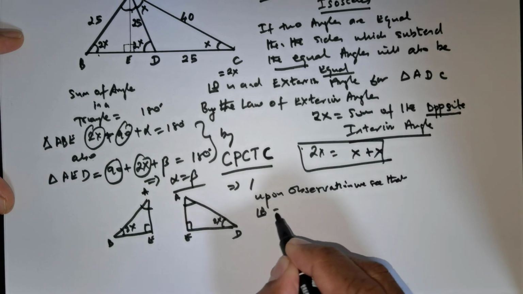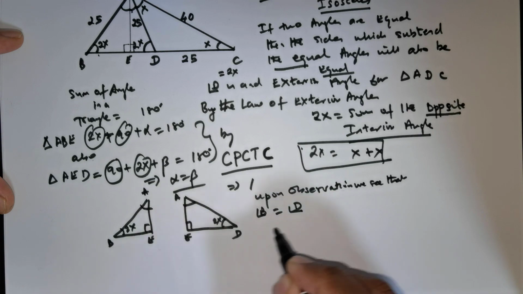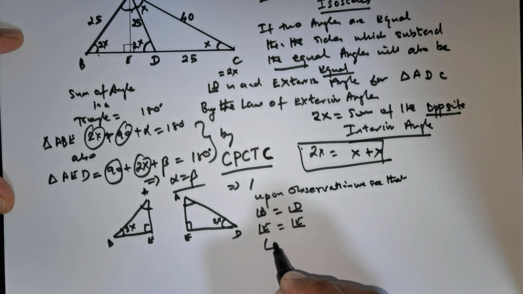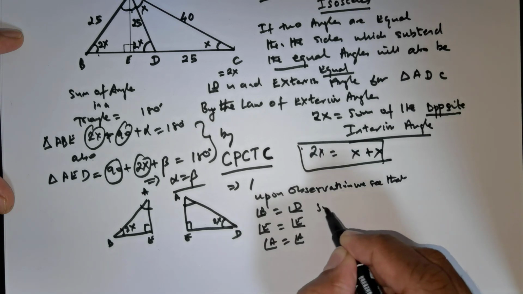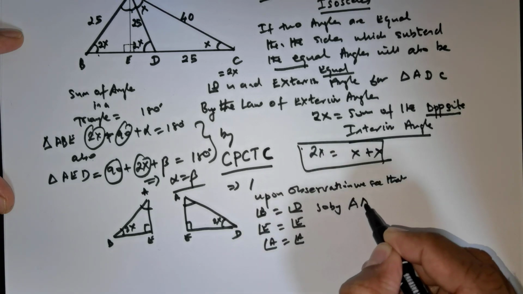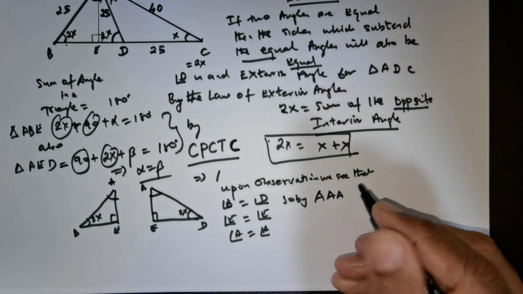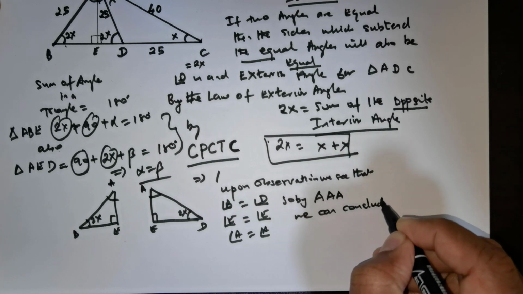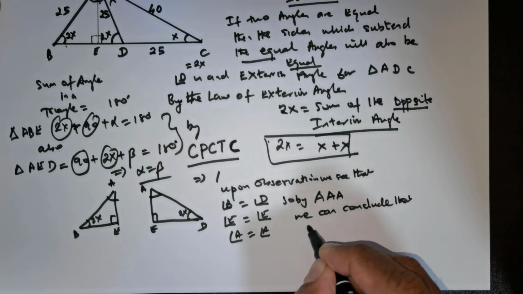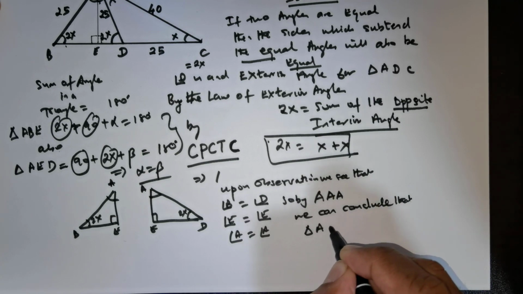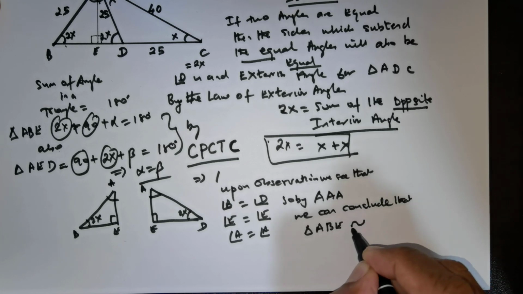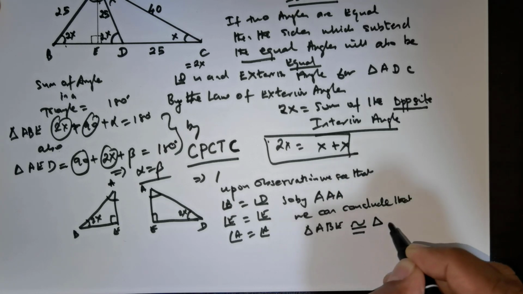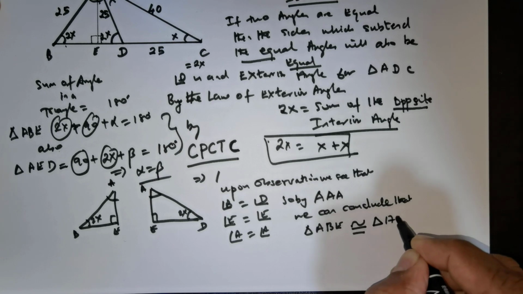Angle B is equal to angle D, angle E is equal to angle E, angle A is equal to angle A. So by the AAA criterion of similarity, we can conclude that triangle ABE is congruent to triangle ADE.